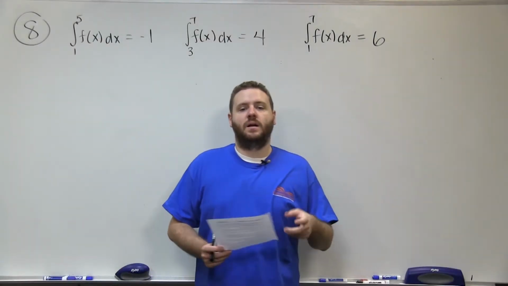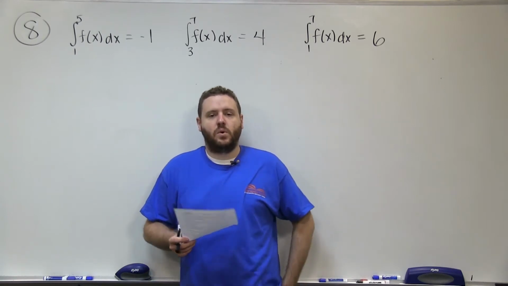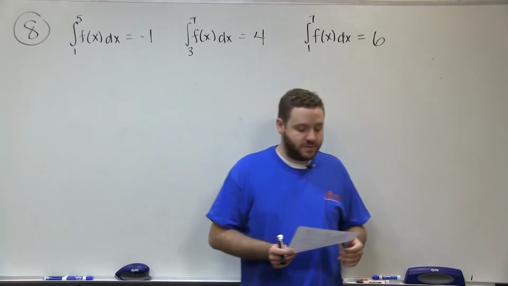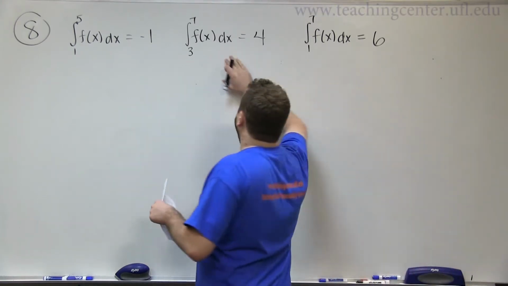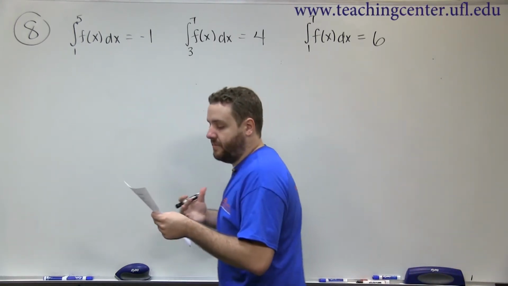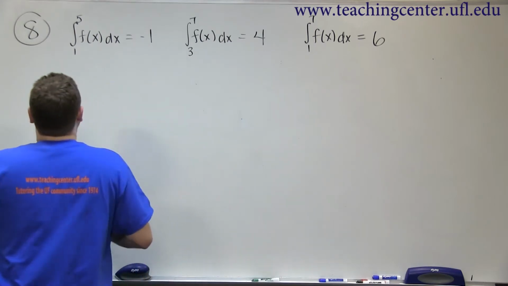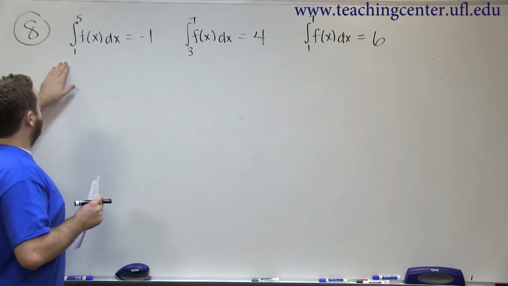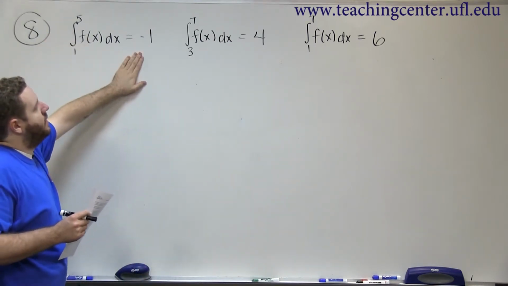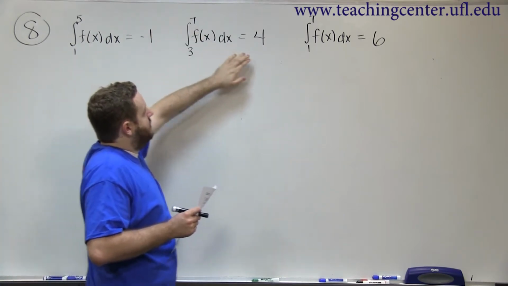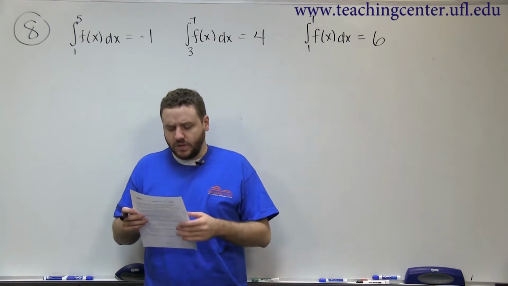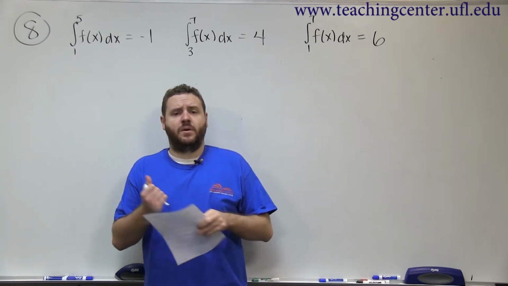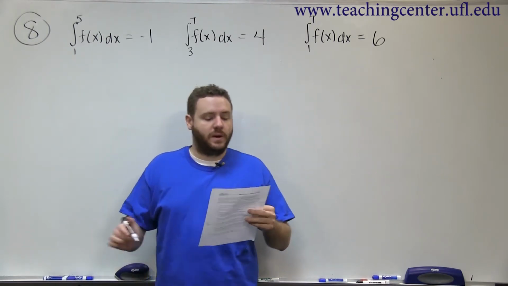Number 8 is a kind of interesting problem where we're doing more things involving definite integrals. We have 3 known quantities. We have integrals of this function f of x, and we're not told what f is. But we know that if we do the definite integral of f from 1 to 5, we get -1. If we do it from 3 to 7, we get 4. And if we do it from 1 to 7, we get 6. So we're asked to find a variety of other quantities about f.